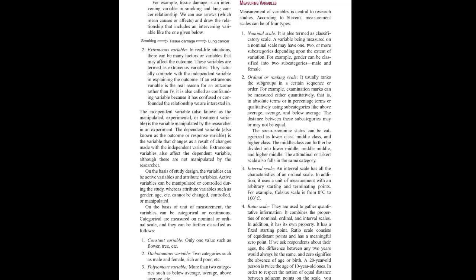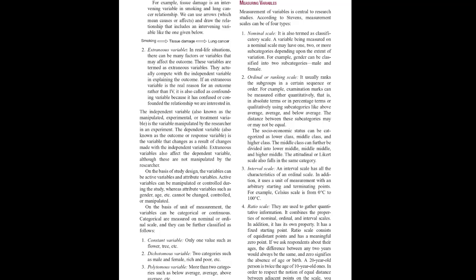On the basis of study design, the variables can be active variables and attribute variables. Active variables can be controlled or manipulated. On the basis of unit of measurement, the variables can be categorical or continuous. Categorical are measured on nominal or ordinal scale, and they can be further classified as follows. 1. Constant variable, only one value such as flower, tree, etc. 2. Dichotomous variable, two categories such as male and female, rich and poor, etc. 3. Polytomous variable, more than two categories such as below average, average, above average, etc.